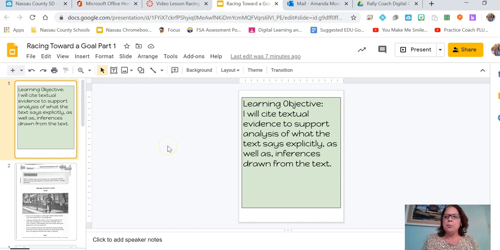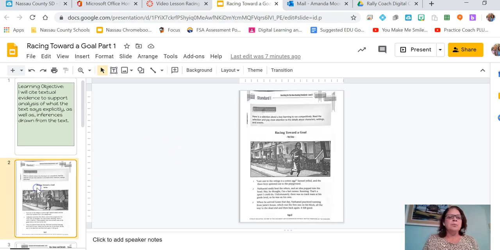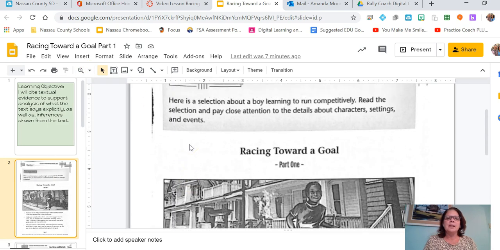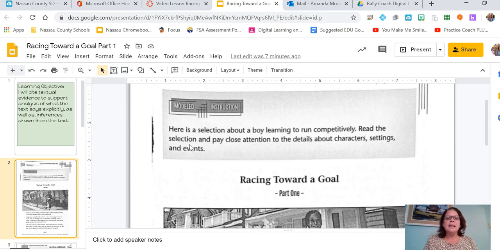So your assignment should be open. We're going to be reading Racing Toward the Goal. I'm going to go ahead and make this larger so that I can see it. Here's a selection about a boy learning to run competitively. Read the selection and pay close attention to the details about characters, settings, and events. So we want to make sure that we look at who the characters in the story are, the setting of the story, and then the events, which make up the plot. Remember, the plot are the events that happen in the story.